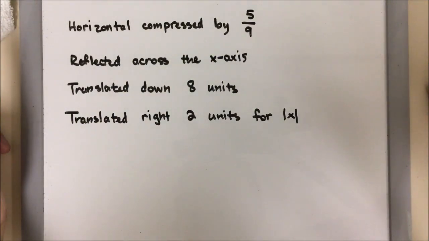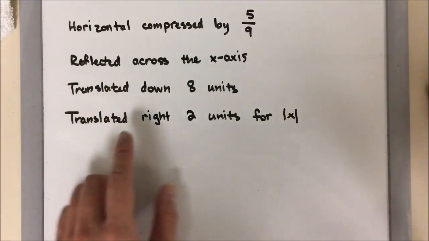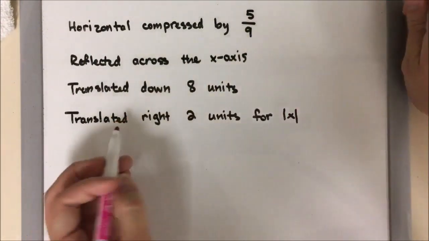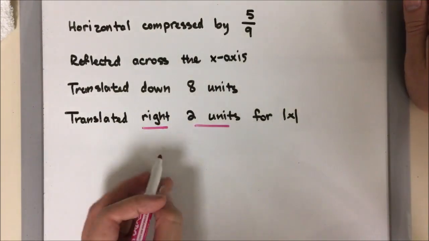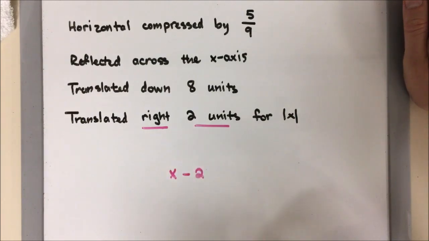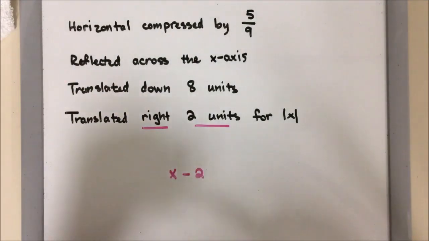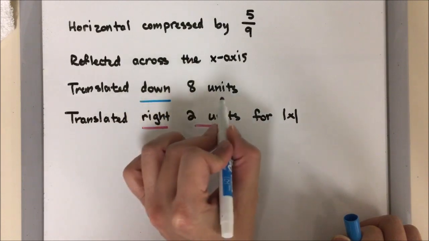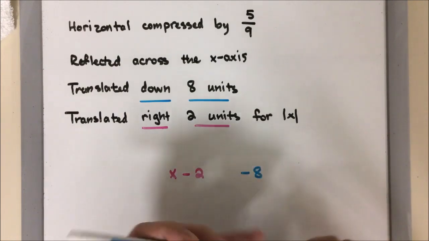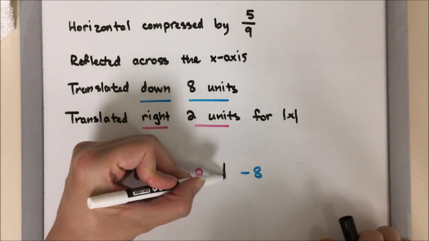So I'm going to start with the translation. Let's look at the one that's going to be inside. Translated right 2 units, so that means it's going to be x minus 2. And then the other one, where it says down 8 units, that's going to be on the outside of the absolute value. Since it's down, so minus 8. Now you can write the absolute value lines if you want to help determine its places.